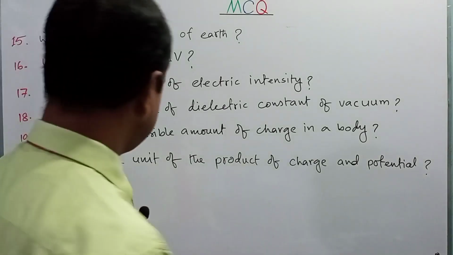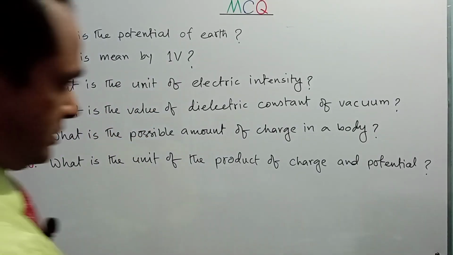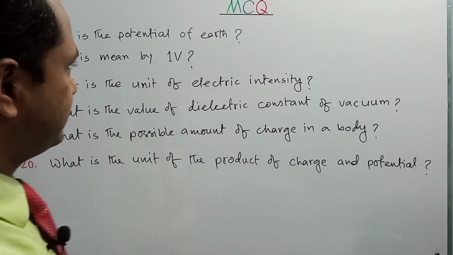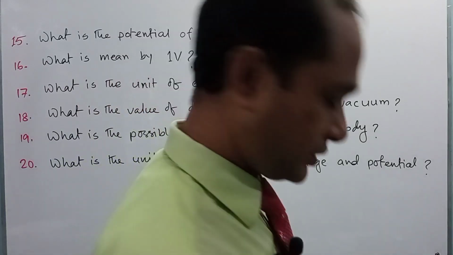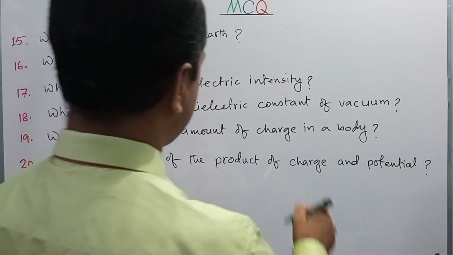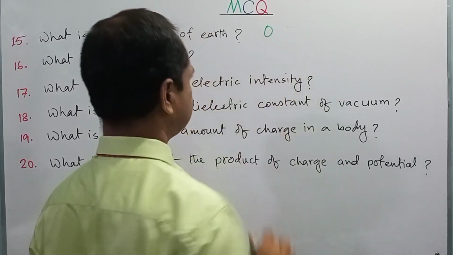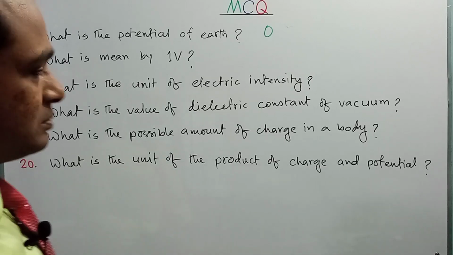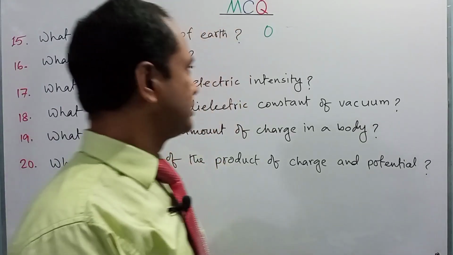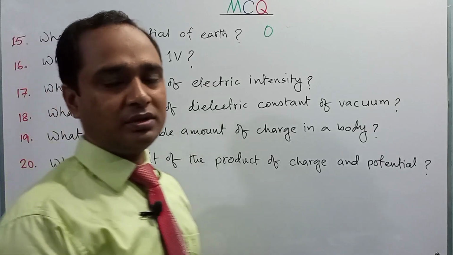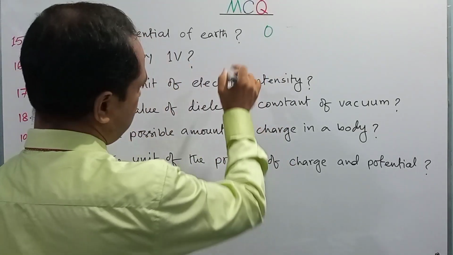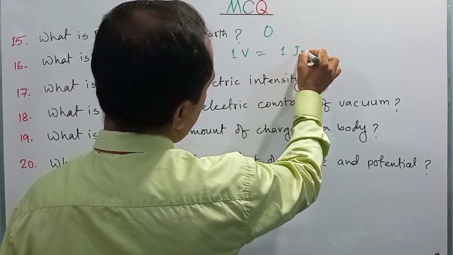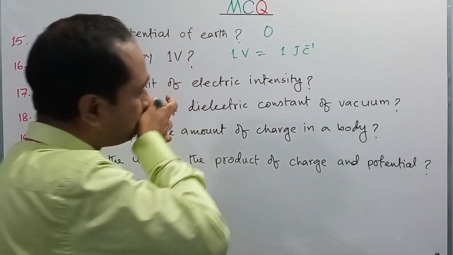Here are some of our next questions. In question 15, they asked what is the potential of earth? You know the potential of earth is 0. In question 16, they asked what is meant by 1 volt? You know, 1 volt means 1 joule per coulomb. 1 volt is equal to 1 joule per coulomb.